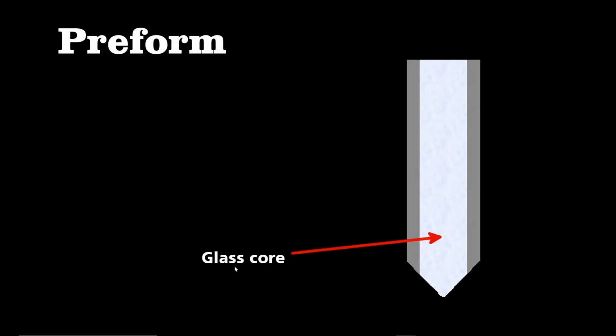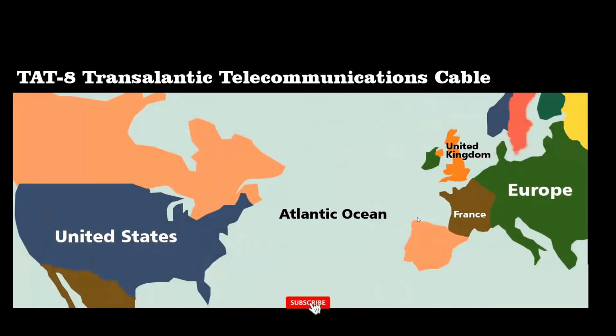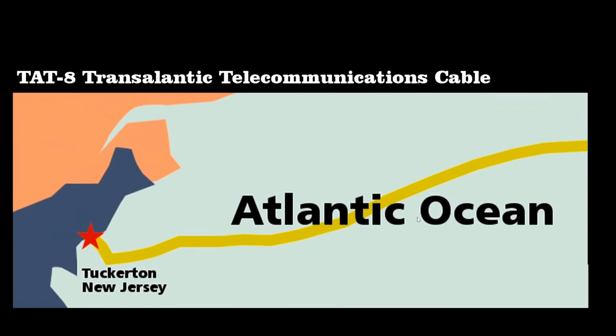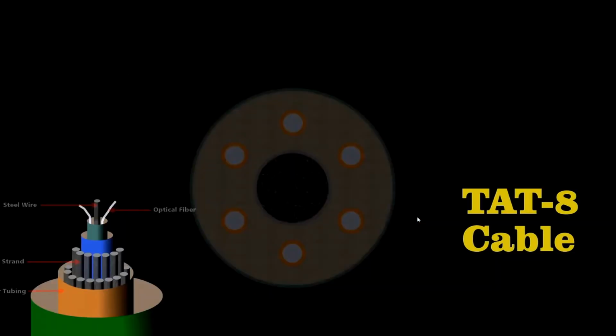And this is the preform: glass core and cladding. This is the fiber optic cable between the Atlantic Ocean from the United States to Europe. The FTTH fiber optic cable is established and goes from New Jersey to France and the United Kingdom. This cable goes across the ocean and transmits the data in seconds, because the speed of light is very high. So here is the FTTH cable.